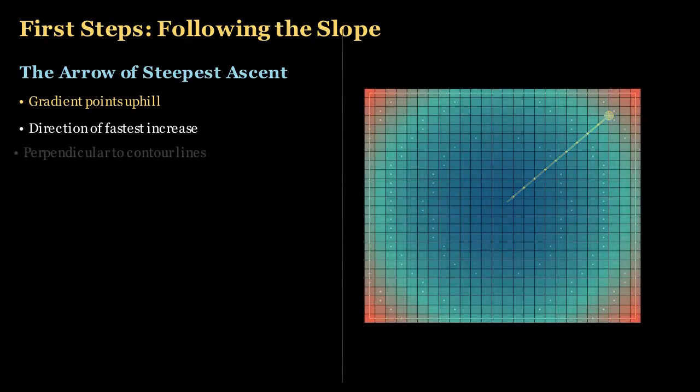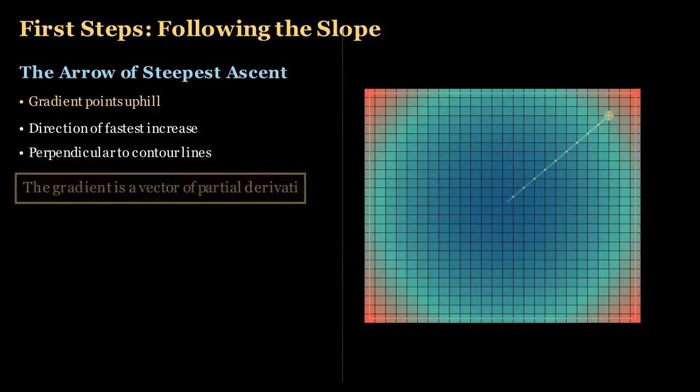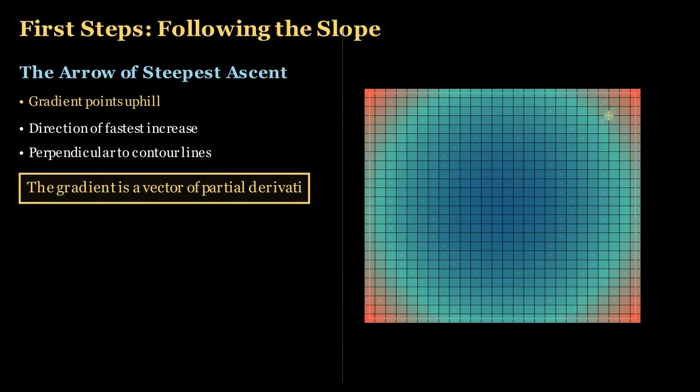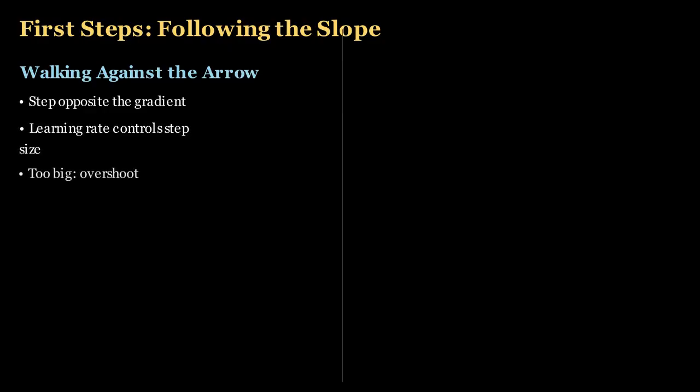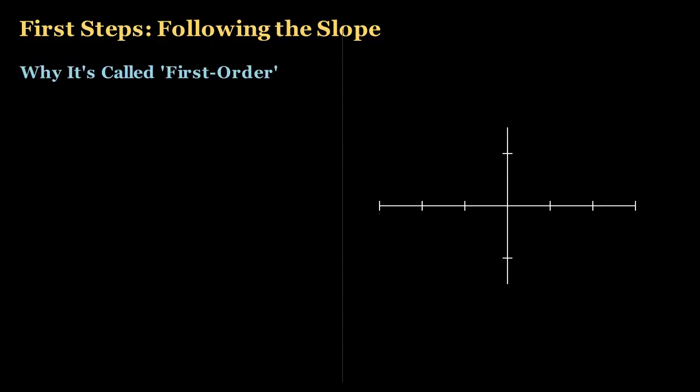Now, imagine that slope as an arrow pointing straight uphill. That's the gradient. It always points in the direction of steepest ascent, cutting directly across the contour lines. To descend, the hiker takes a small step in the exact opposite direction of that arrow. The size of this step is the learning rate. A tiny step is safe but slow, a giant step might leap right over the valley.